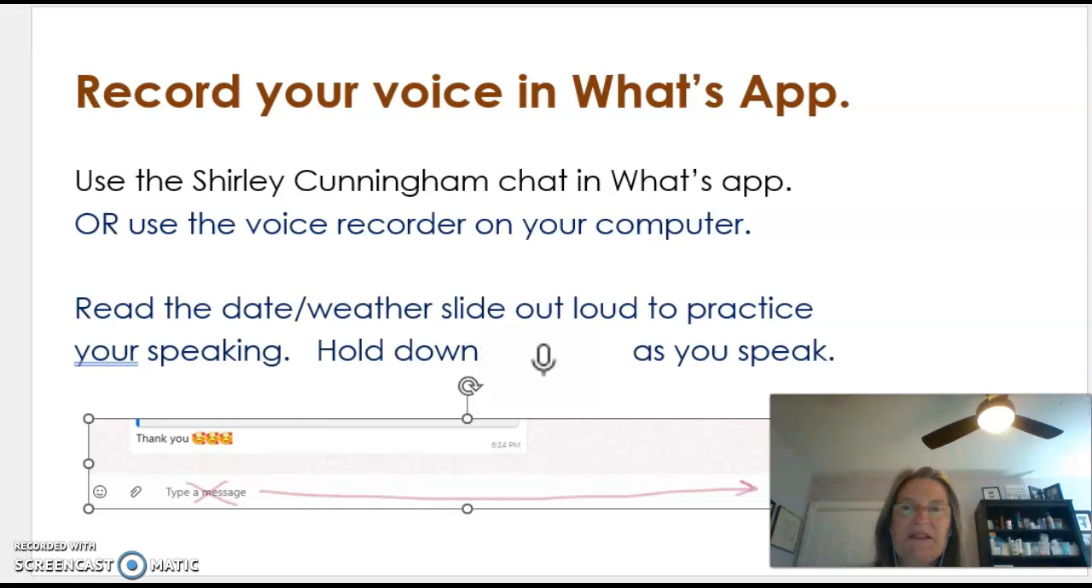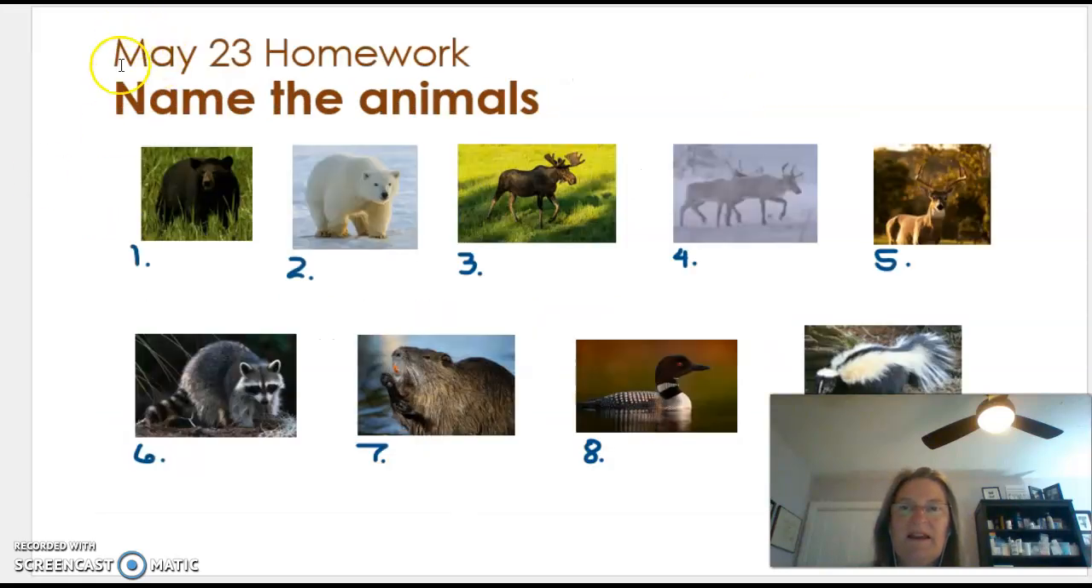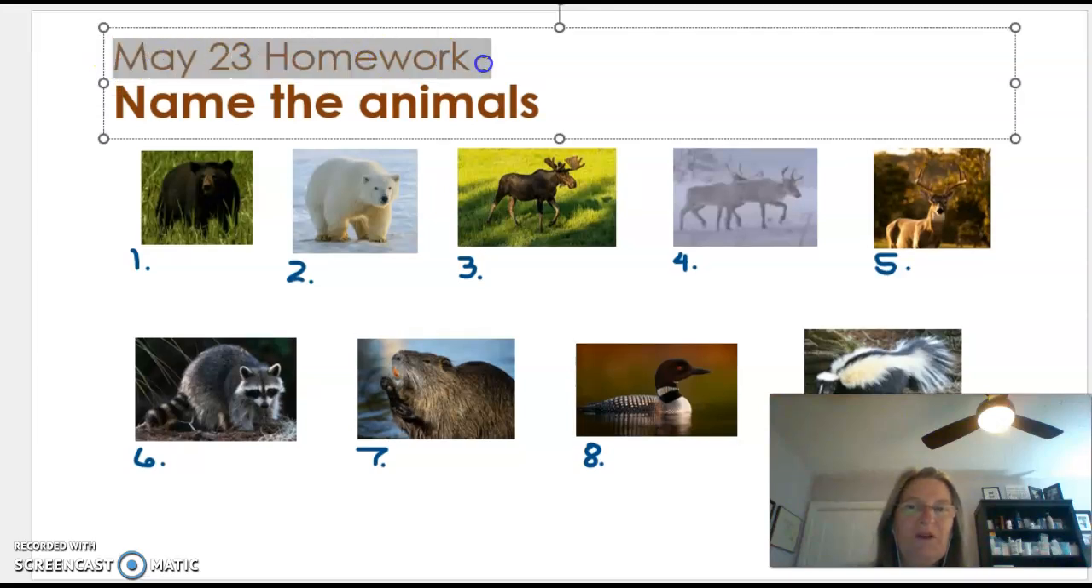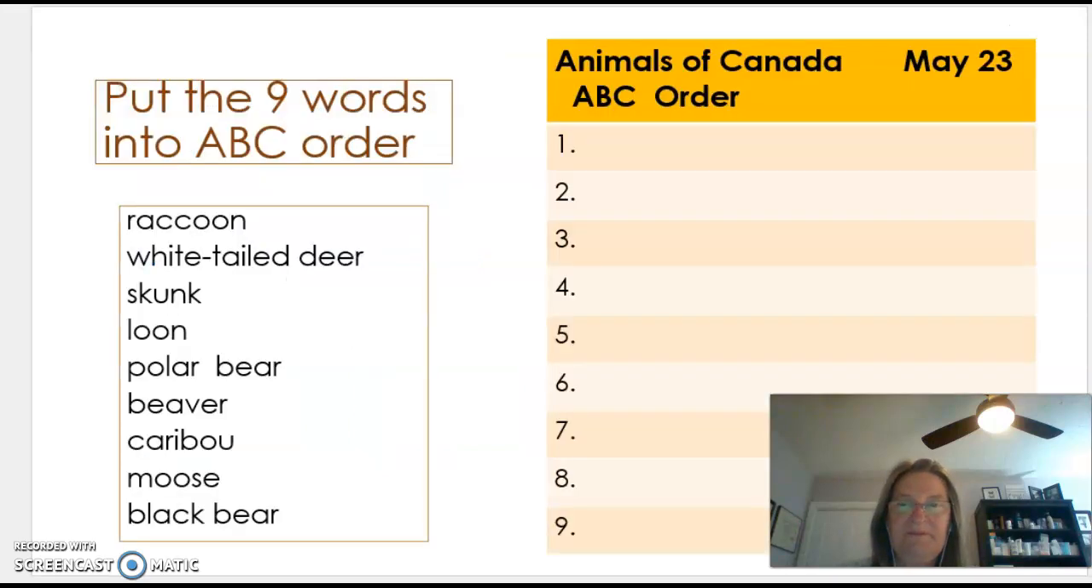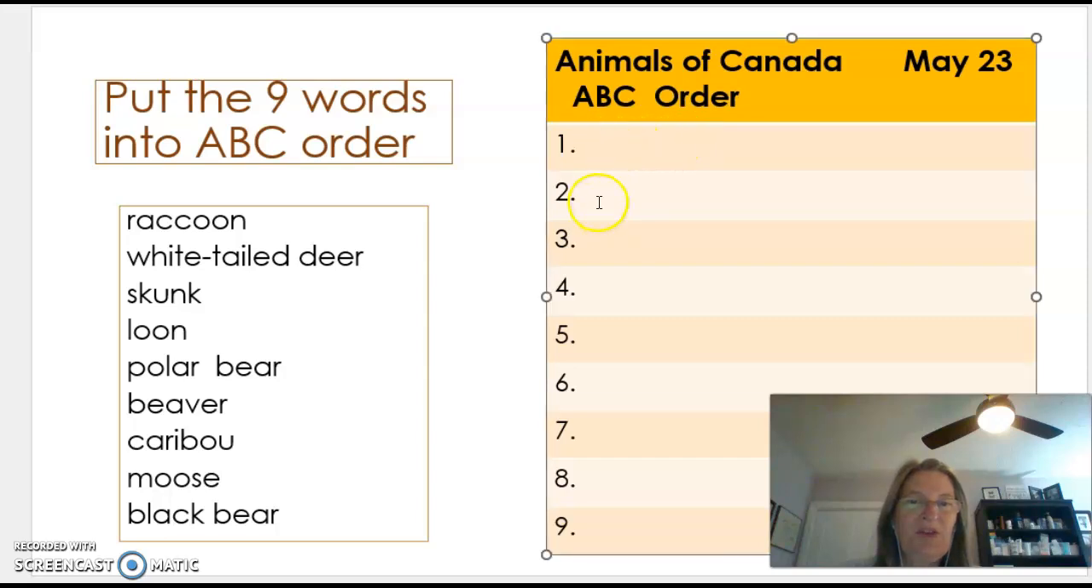Some activities for you to practice this week. Finish the May 23 homework activity. Send a picture if you have not already done this. To practice, name the animals. Okay? And the answers are on the next slide, so you can check your work after you answer the names of all the animals. You should have the names already in your notebook. Another activity from Thursday's class was putting all of the 9 animal words into ABC order. So you can do that this afternoon. And the answers are on the next slide, to check your work. Okay?